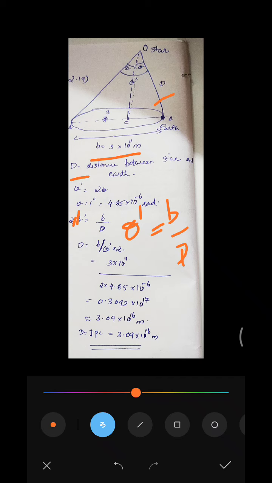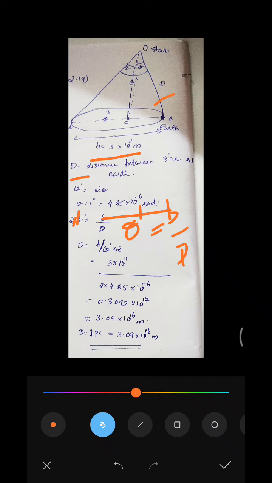Okay, now you have to substitute the values, and you have to remember that 1 second you cannot use. Instead of that, you have to convert that into the form of radians. So 1 second will be equal to 4.85 into 10 to the power minus 6 radians.